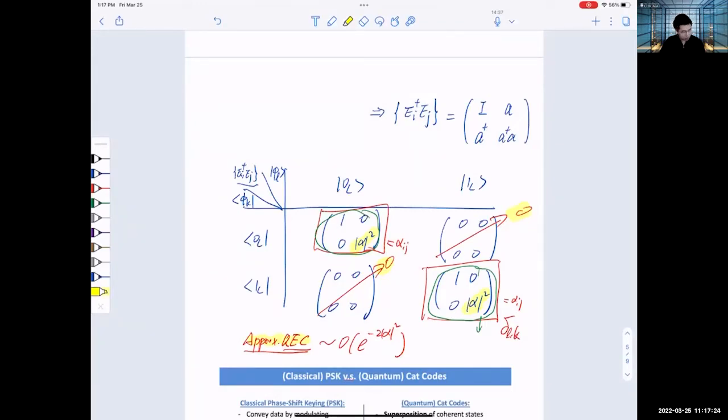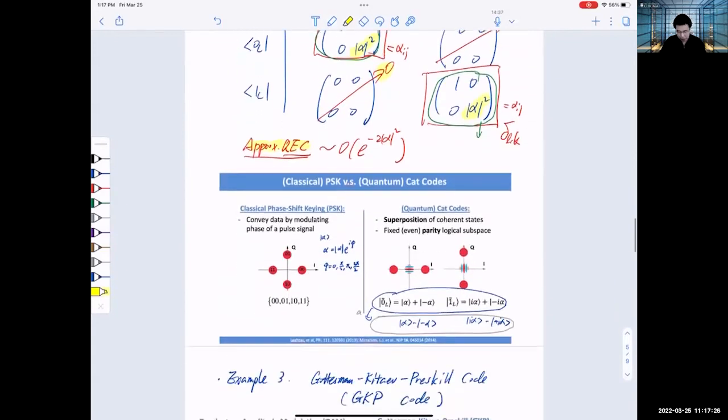Here is some illustration indicating the connection between the cat code that we just discussed and the classical phase shift keying that one may have.